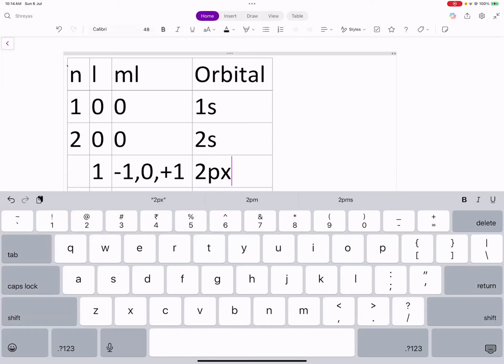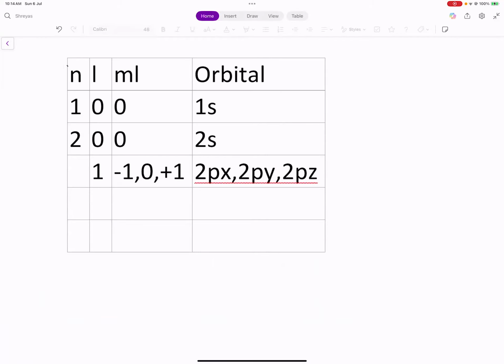Yeah, there's no need for a subscript here. 2py, 2pz. That's 3 orbitals. Okay, so 3 orbitals.